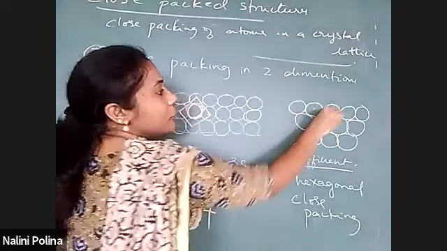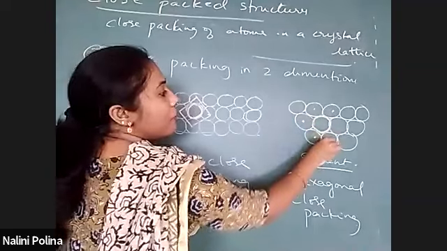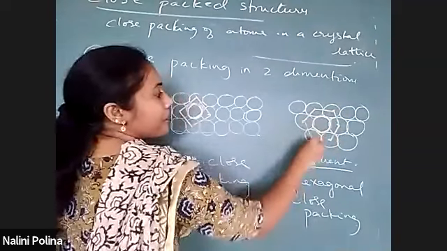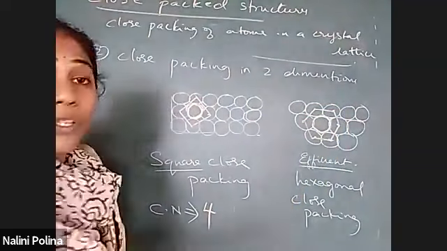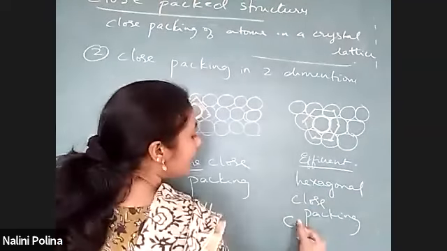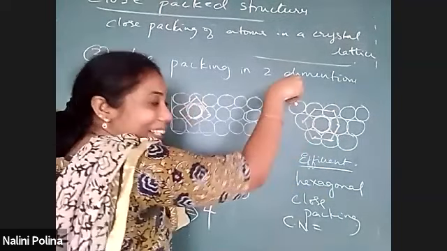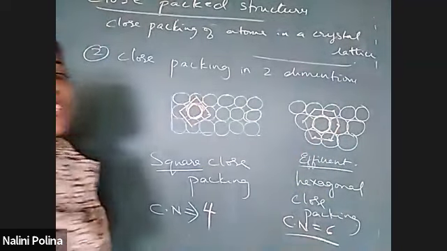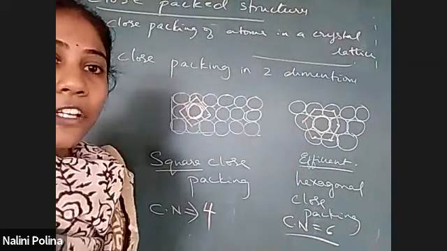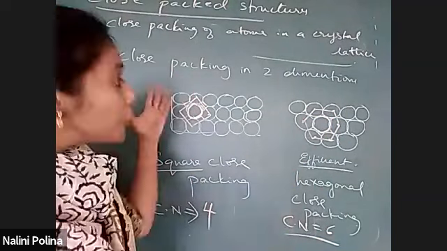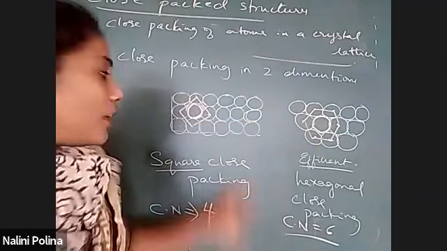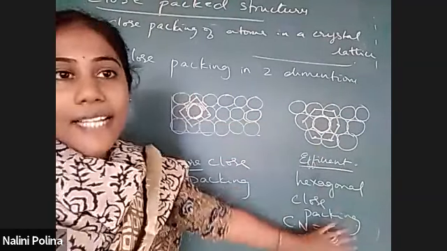1, 2, 3, 4, 5, 6. Right? So if I join those dots, I get a hexagonal shape around that. So that's why we call it hexagonal close packing. And what is the coordination number here? How many atoms are there in touch with this atom? 6. So here the coordination number is 6. The coordination number is a very important bit. So in two dimensions we can arrange in two ways. There are two possible ways in two-dimensional arrangement. One is square close packing, the other one is hexagonal close packing.